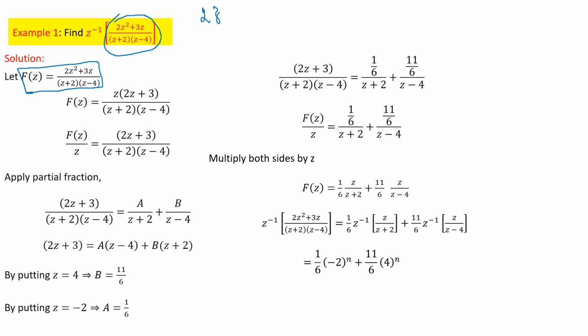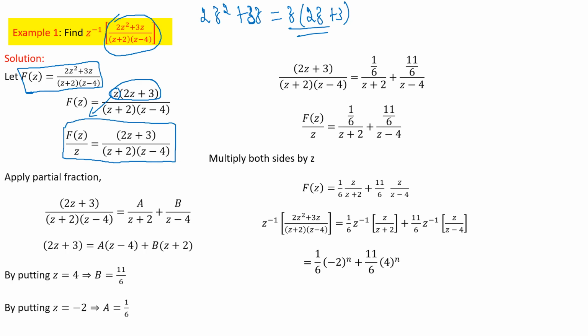If you see the numerator, you have 2z squared plus 3z. If I take z as a common term, then we have remaining 2z plus 3. So this one I write it here. Then divide both sides by z. So this will become F of z by z. Here z gets cancelled. Or you can think like this also. This z, if you take down, it will be F of z by z is equal to 2z plus 3 divided by z plus 2 times z minus 4.